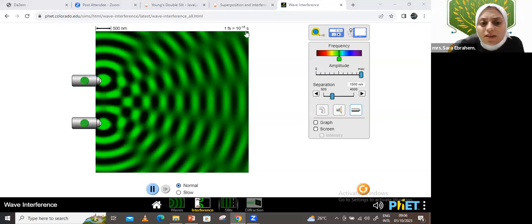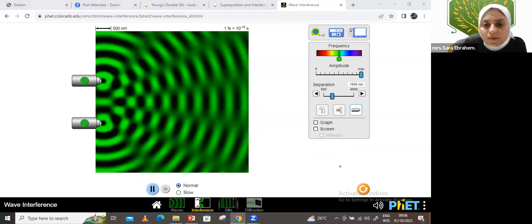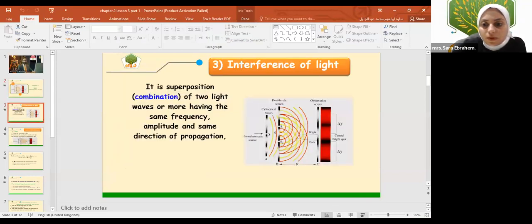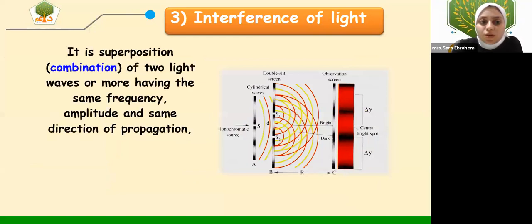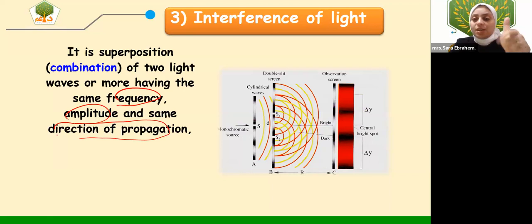What's the meaning of light interference? Light interference is the superposition or combination of two or more light waves having the same frequency, amplitude and direction of propagation.